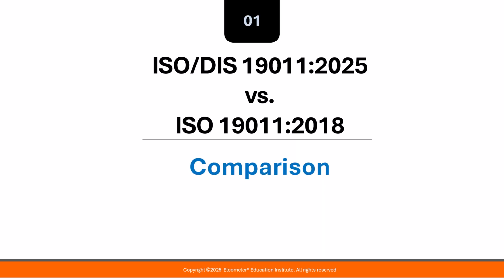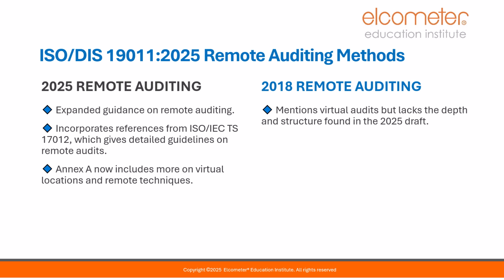Now let's do a comparison of some of the significant changes of ISO DIS 19011-2025 and how it relates to ISO 19011-2018. So we're going to begin with the changes to remote auditing methods in ISO 19011-2025. The 2025 version has been expanded through the introduction of the guidance contained in ISO IEC TS 17012 Conformity Assessment. This is a guideline for the use of remote audit methods in auditing management systems.